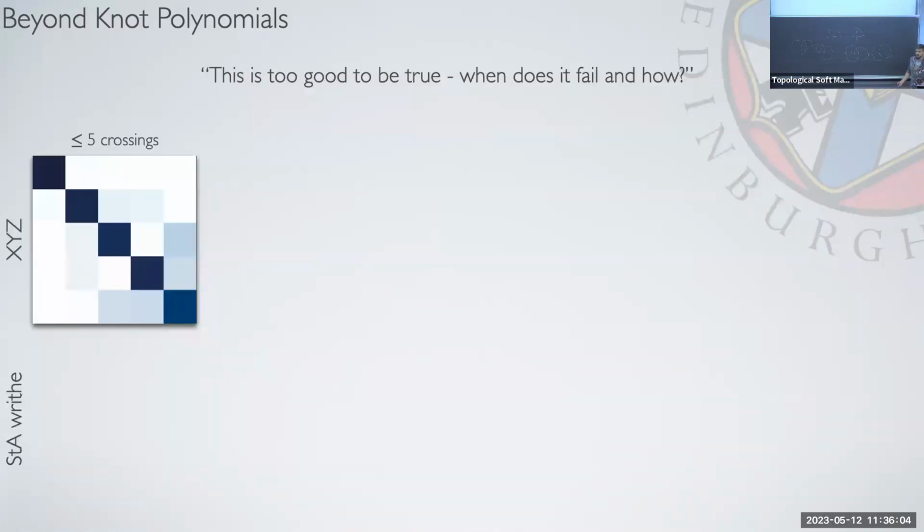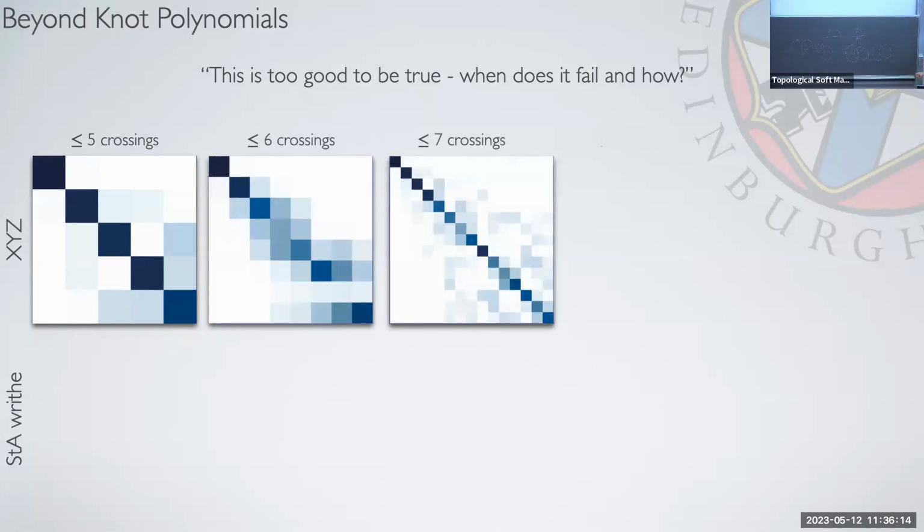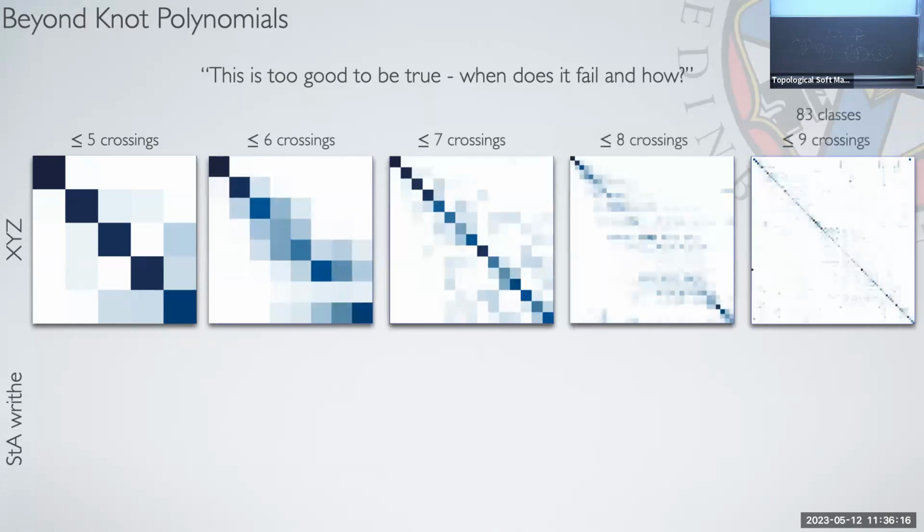So when I was talking with a few mathematicians, they said, okay, this looks too good to be true. So when does it break? And so we tried to break it. So we started with the 5 crossing, 6 crossing, 7 crossing, 8 crossing, and 9 crossing knots, and we also have the 10 crossing knots, which is 250 knots.